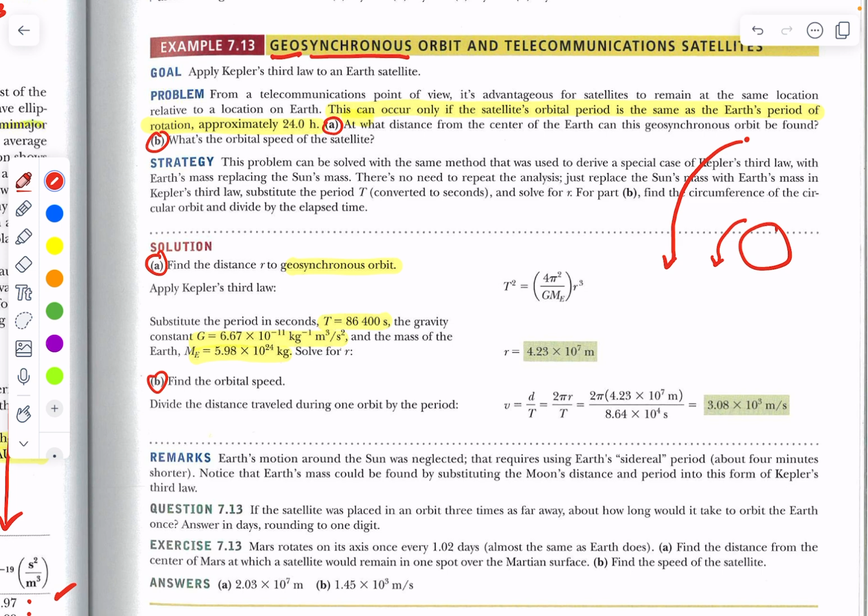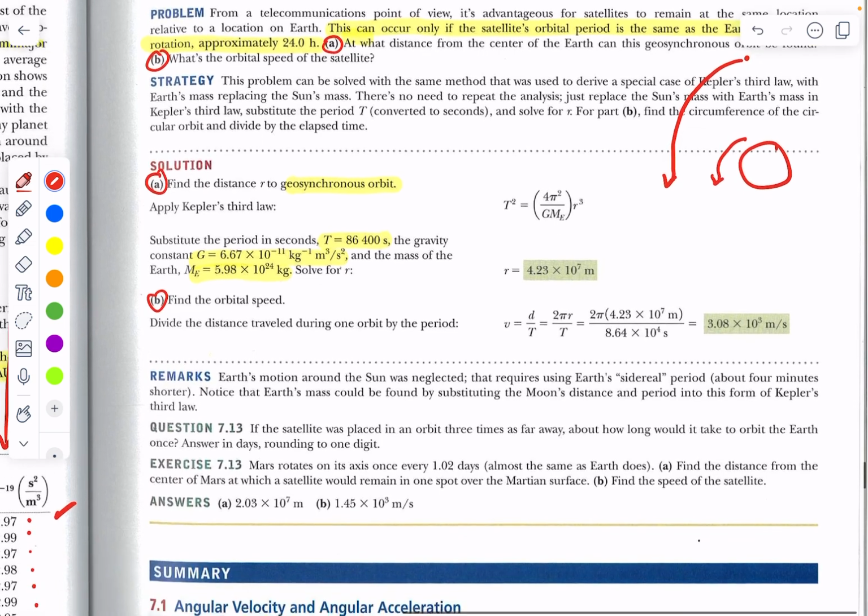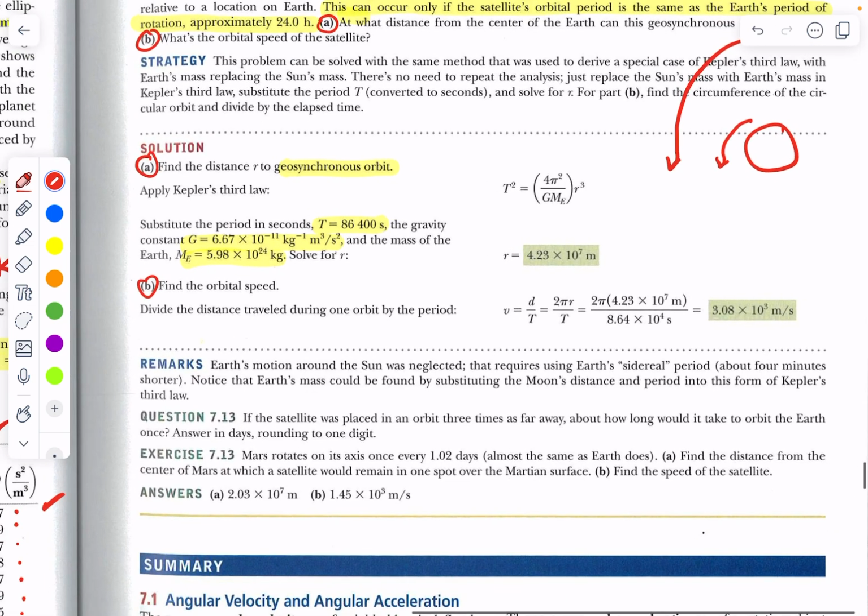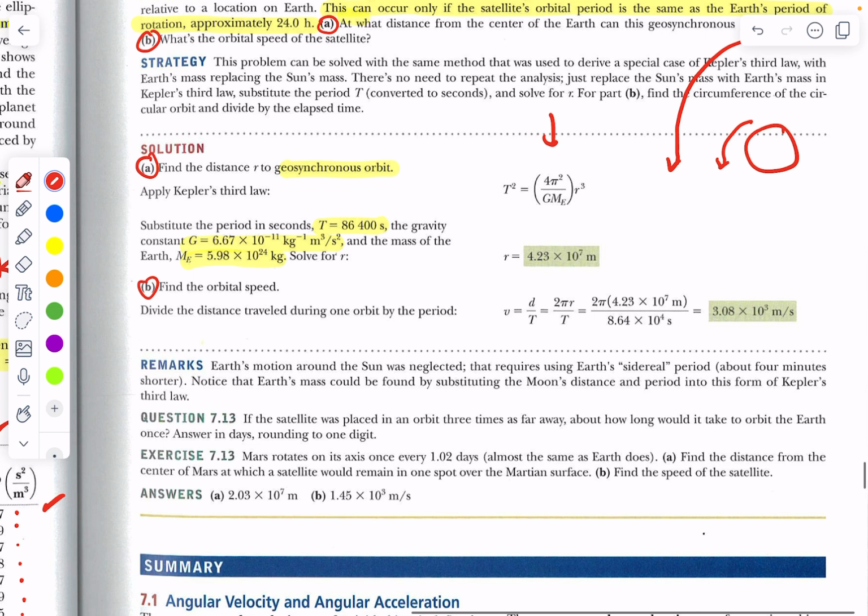So our two problems are, at what distance from the center of the Earth would we find geosynchronous orbit? How far up do we like to put these geosynchronous planets and communication satellites? And what is the speed of that satellite? So we take Kepler's third law right here. You'd be given it on a test. We take his third law, and we're going to plug in our numbers.